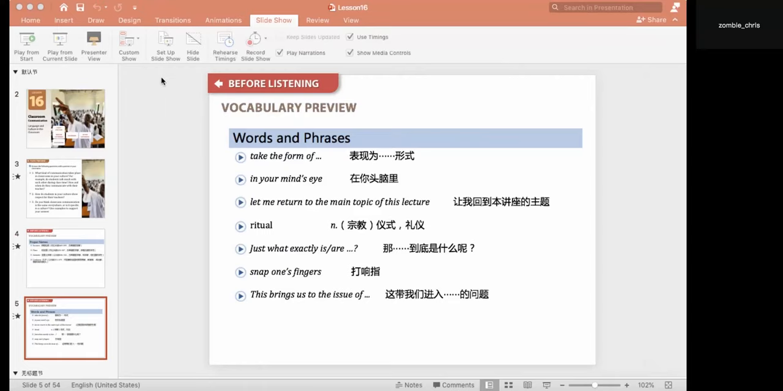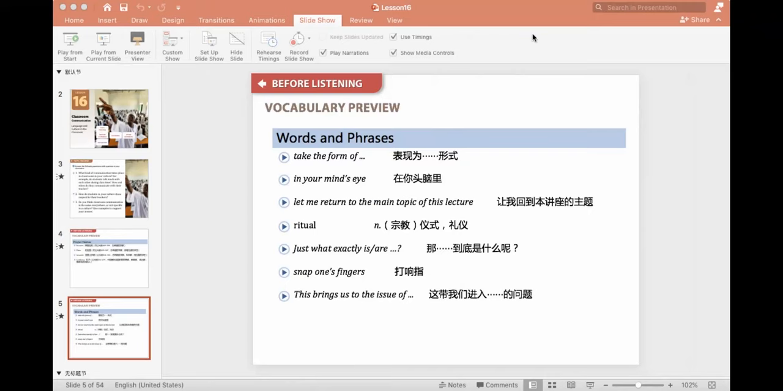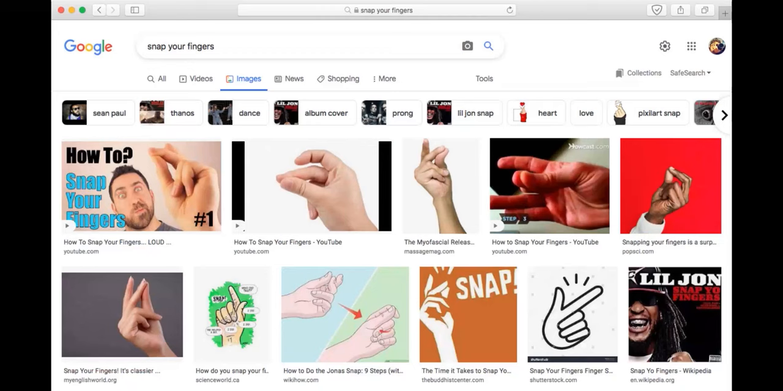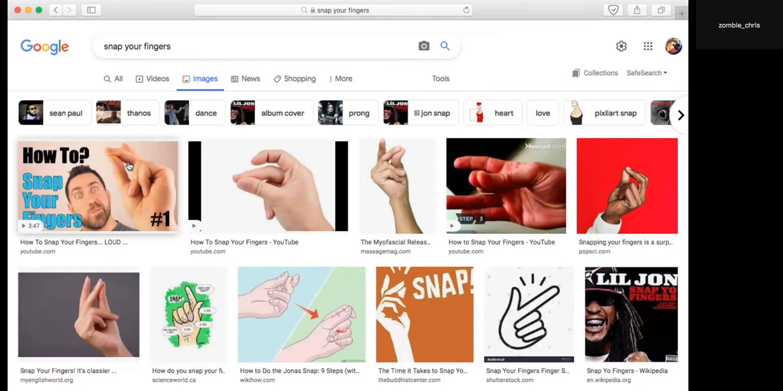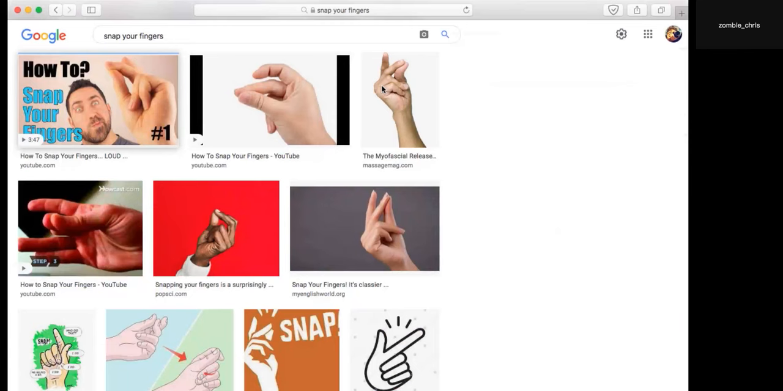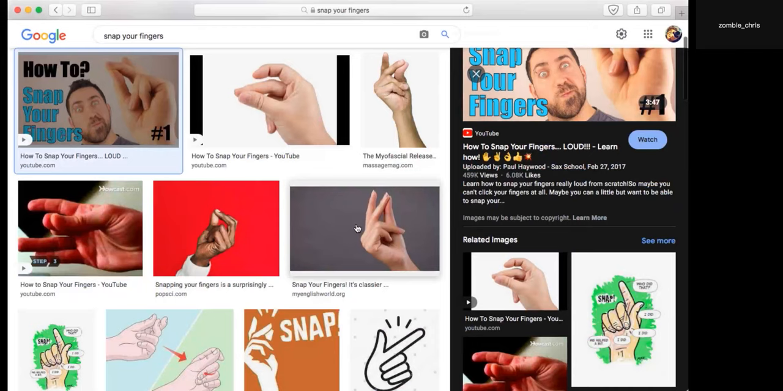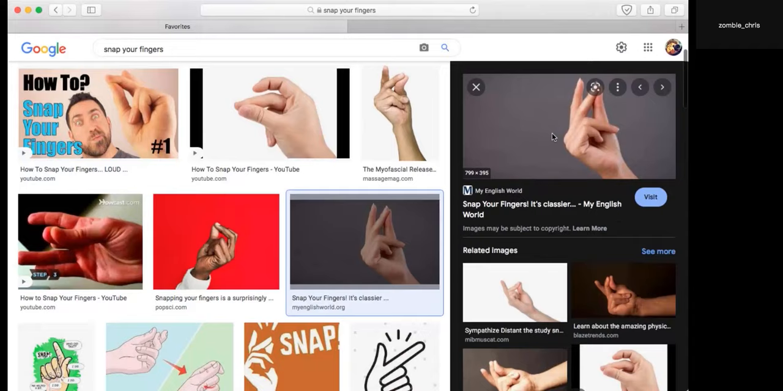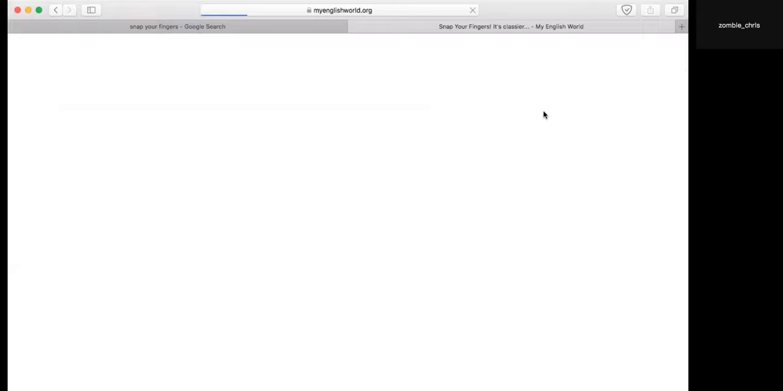We'll see if we can find the machine. You'll see what I mean if you don't get it. So you can see here, you put one of your middle fingers on top of your thumb, and then you quickly snap down. Don't know whether you can hear that. You quickly snap down into the palm of your hand.